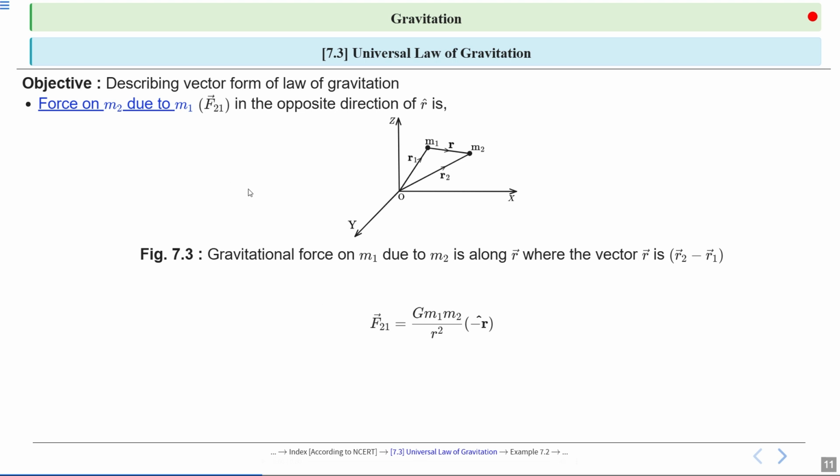So the figure here helps us visualize the interaction. Look here: r1 is the position vector of mass M1, r2 is the position vector of mass M2, and r is the difference.